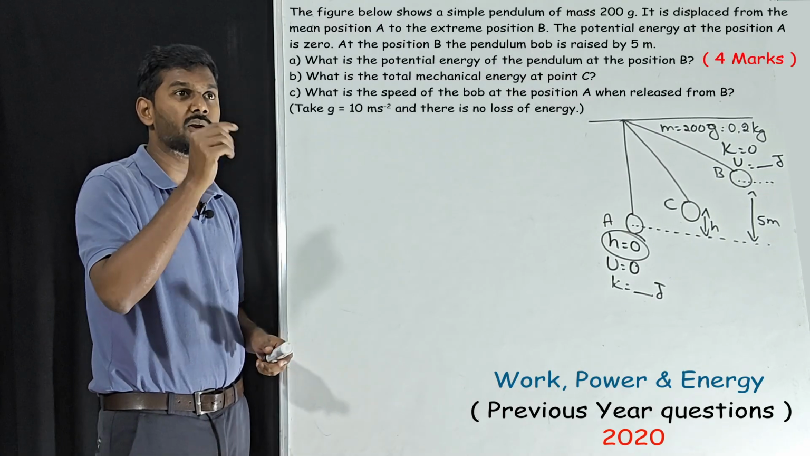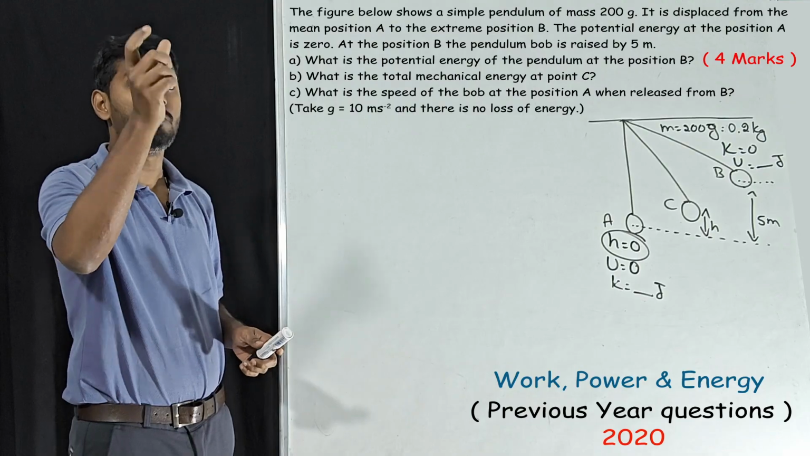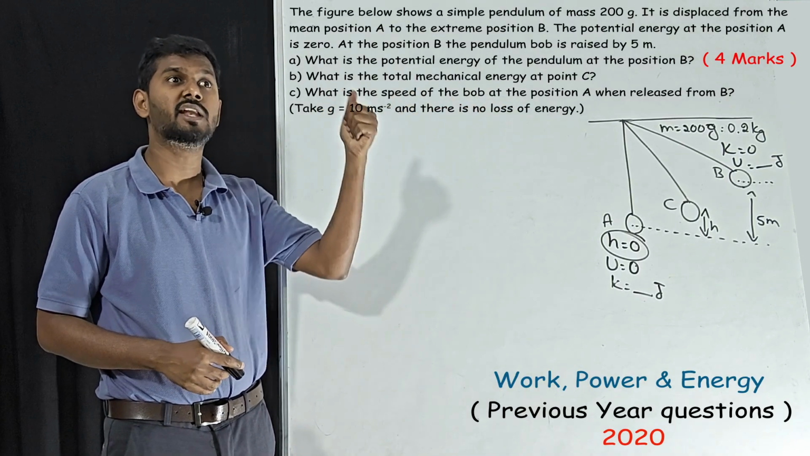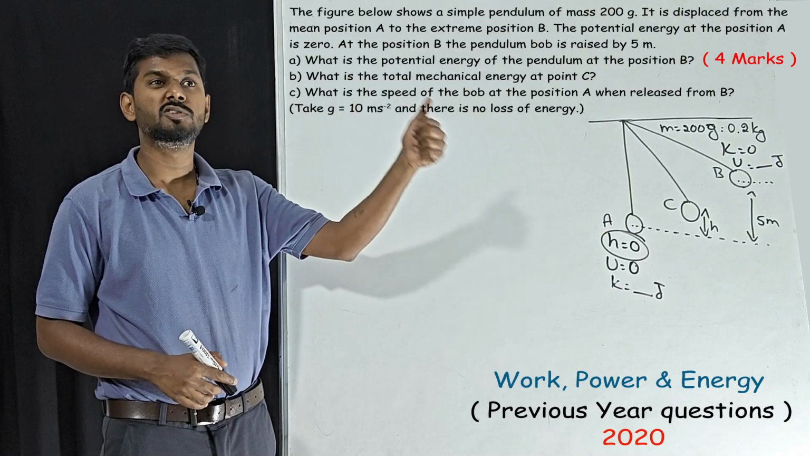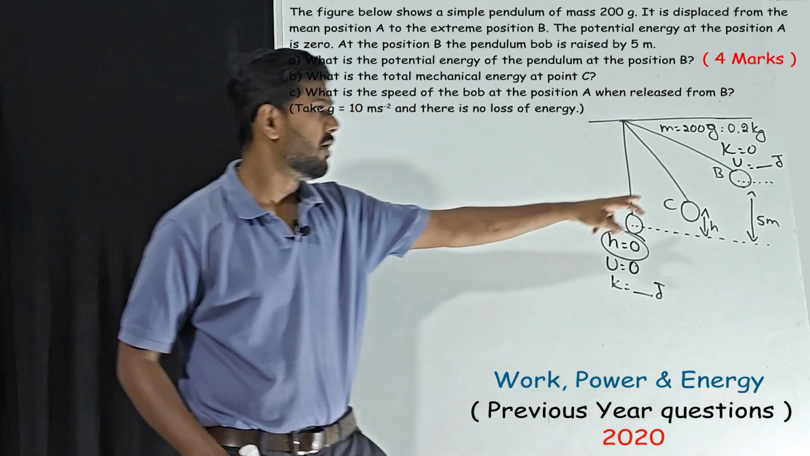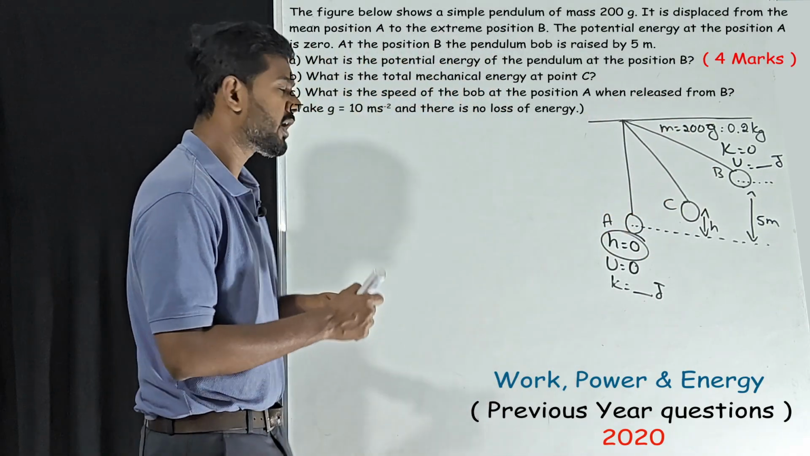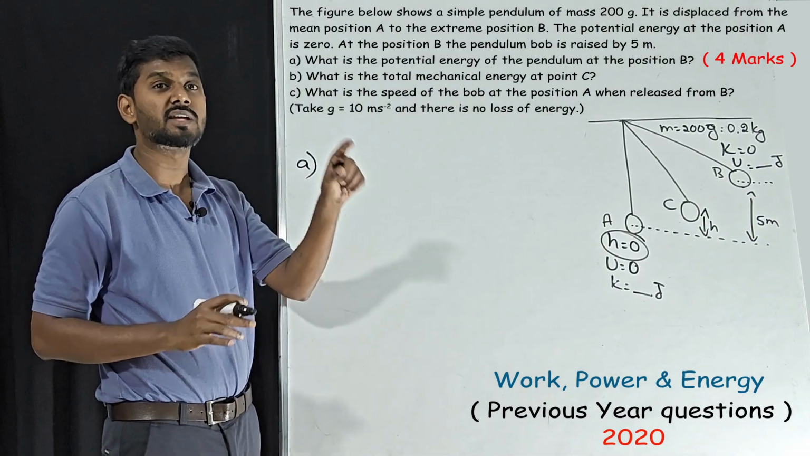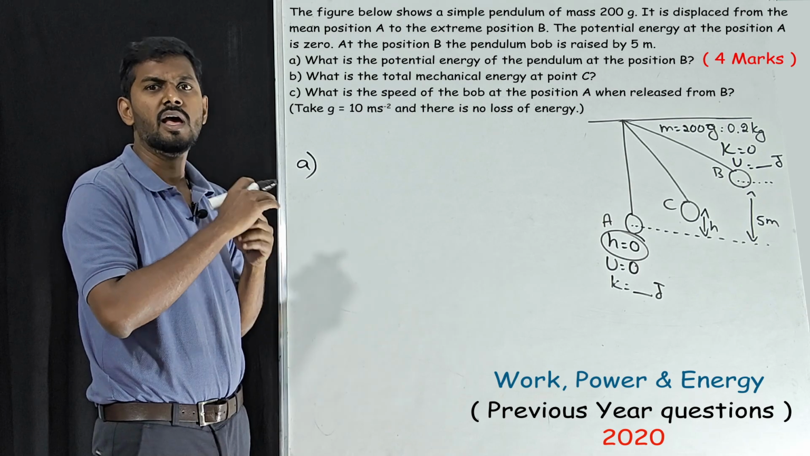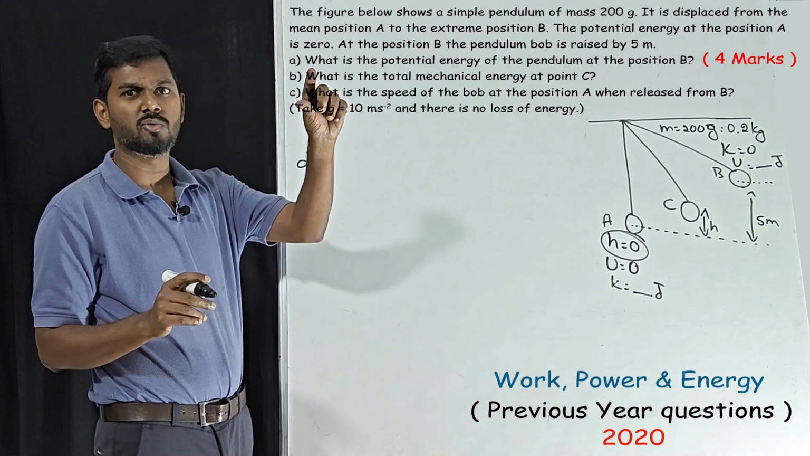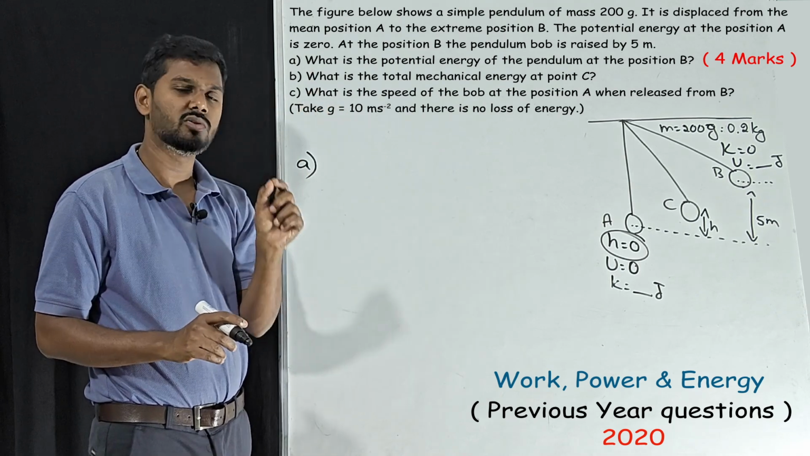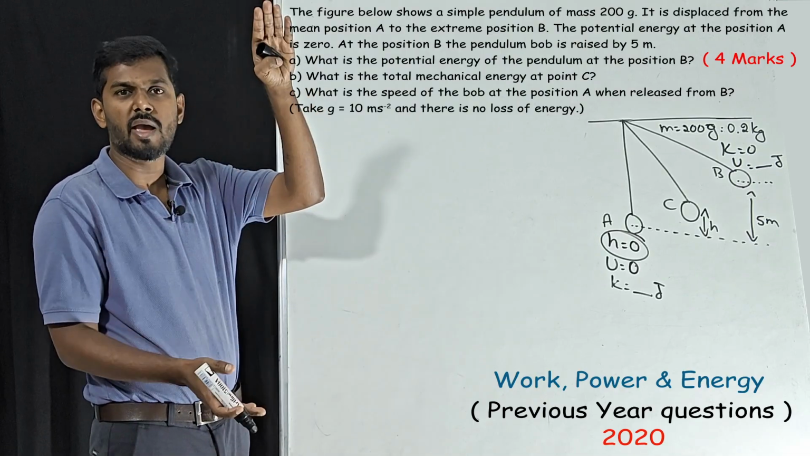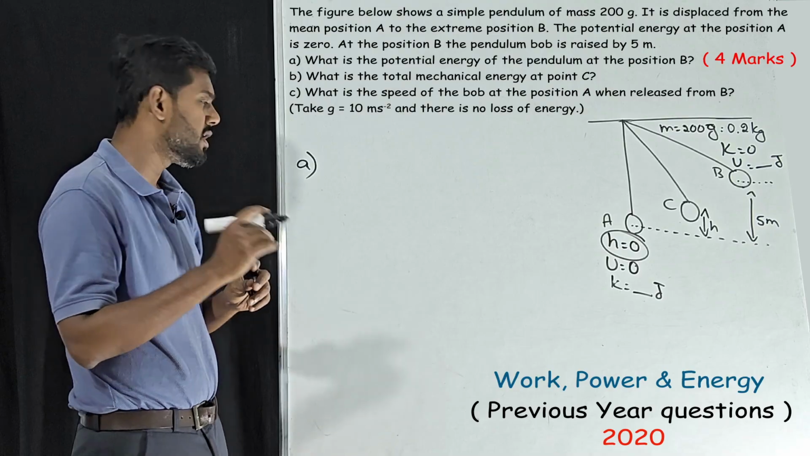Now we'll go for the question. What is the potential energy of the bob at position B? At position B, if they ask what is the kinetic energy of the pendulum at position B, kinetic energy at B will be 0. These things we should know. Anyhow they are asking for potential energy, so we'll find potential energy. If they ask kinetic energy, you can directly write the answer as 0. Why? Because at extreme position, velocity will be 0, so kinetic energy will be 0. At extreme position, height will be maximum, so potential energy will be maximum.